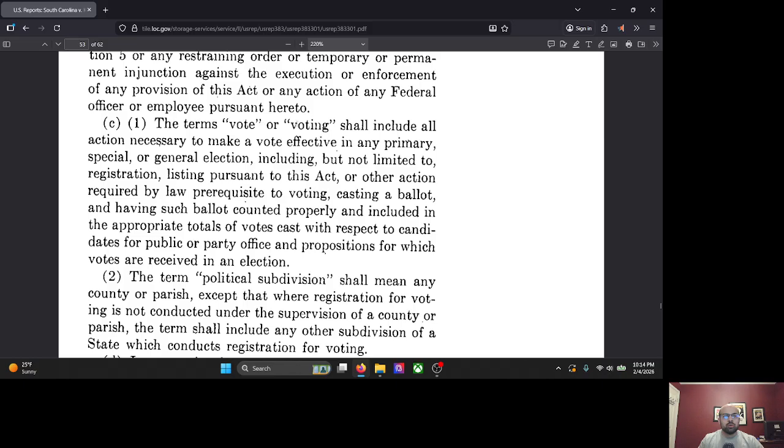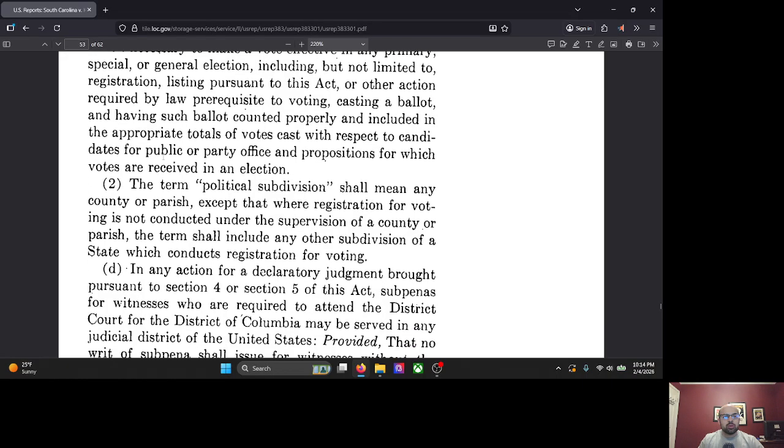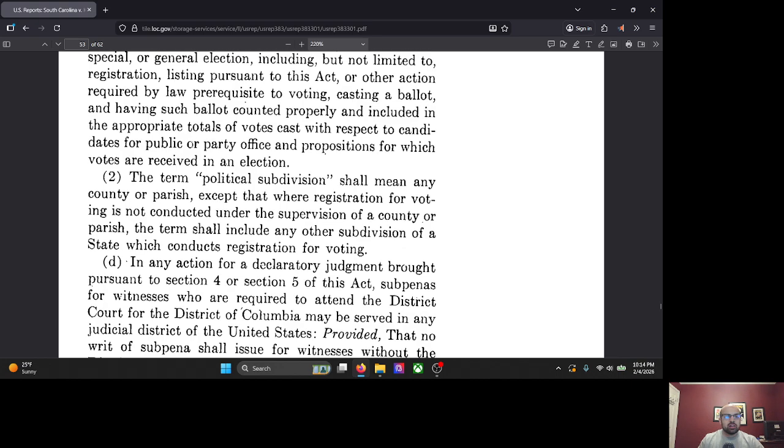C1. The term vote or voting shall include all action necessary to make a vote effective in any primary, special, or general election, including but not limited to registration, listing pursuant to this act, or other action required by law prerequisite to voting. Casting a ballot and having such ballot counted properly and included in the appropriate totals of votes cast with respect to candidates for public or party office and propositions for which votes are received in an election.